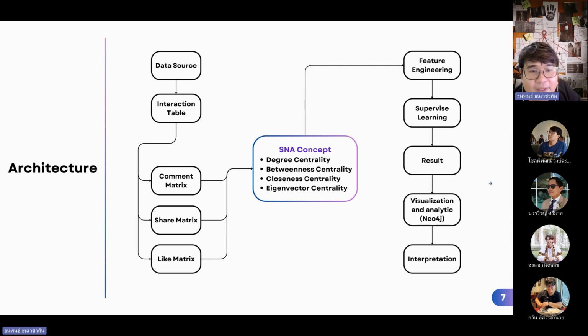Next, we apply social network analysis concepts, which include degree centrality to measure the number of connections each node has, helping identify highly active users. Betweenness centrality to pinpoint the nodes that act as a bridge within the network. Closeness centrality to evaluate how quickly information can spread to a node. And eigenvector centrality to highlight influential nodes that are connected to other influential nodes. These insights are fed into feature engineering, which prepares the data for supervised learning. The results are visualized and analyzed using Neo4j. Finally, we do the result interpretation.